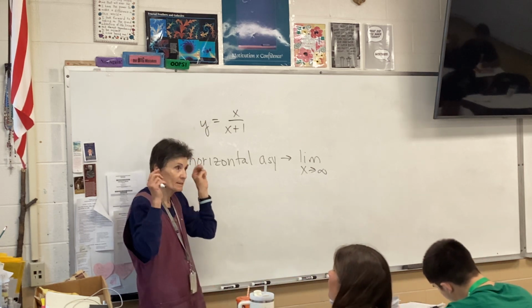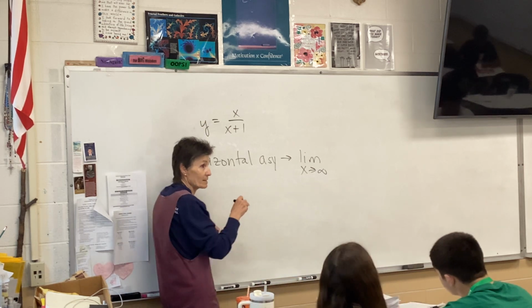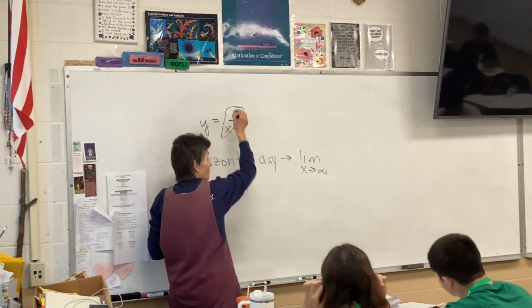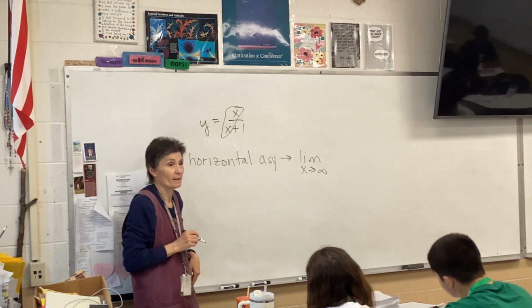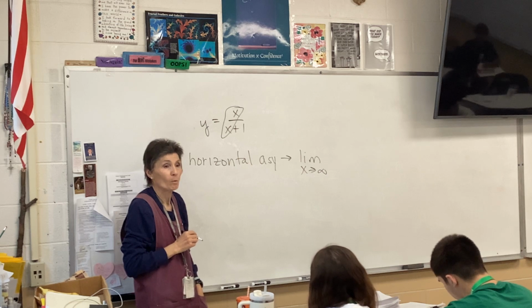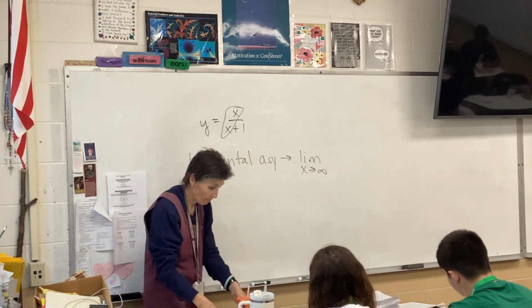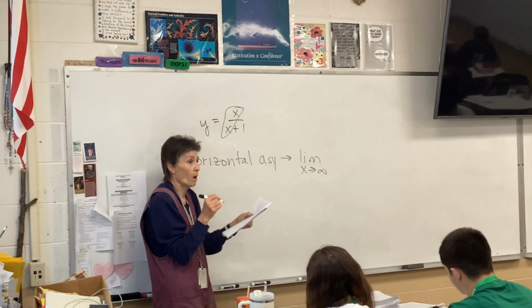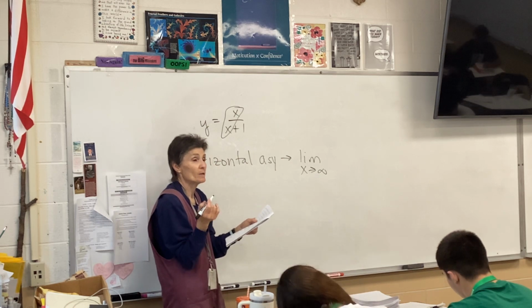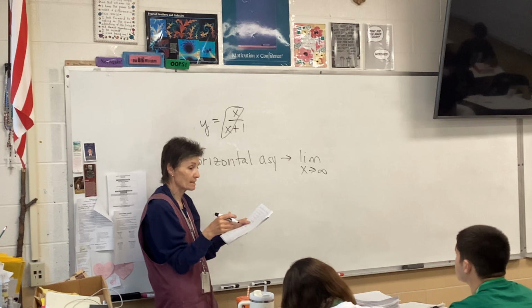Boxing it in? Yeah, we boxed it in. So remember we did this? So what would be the horizontal asymptote of that problem? 1. What is the limit of that problem? 1. So the answer to problem D is 1. You are finding the limit, which is the same as finding the horizontal asymptote.